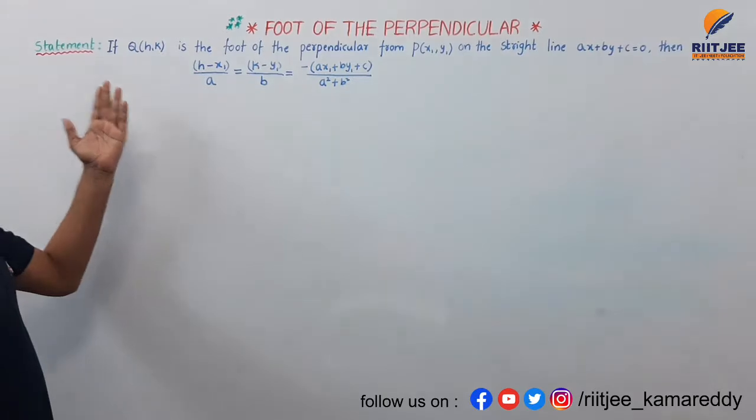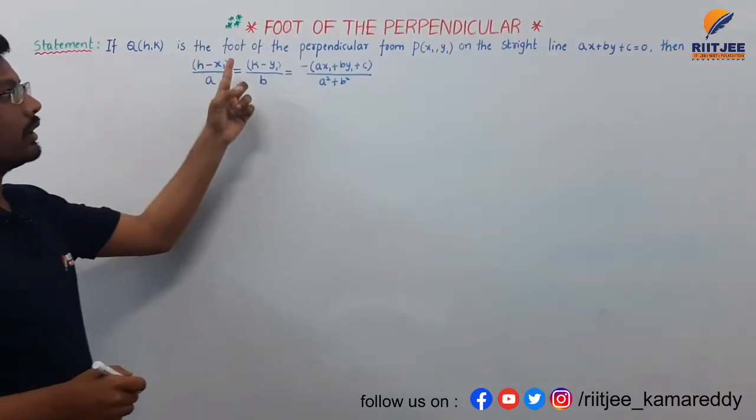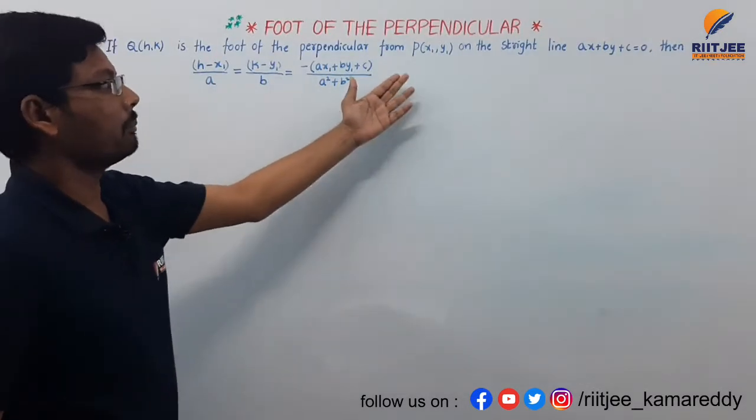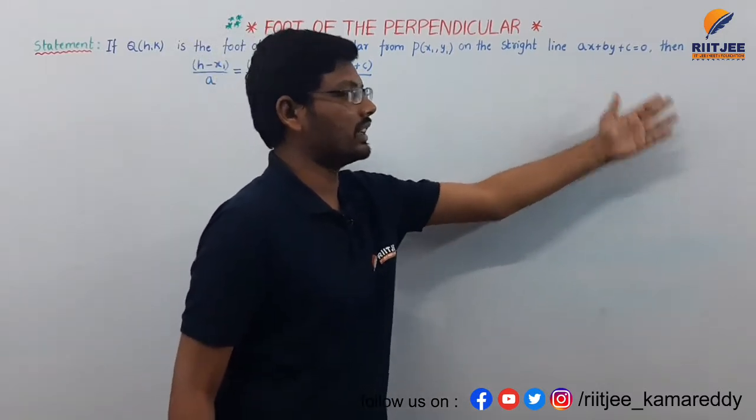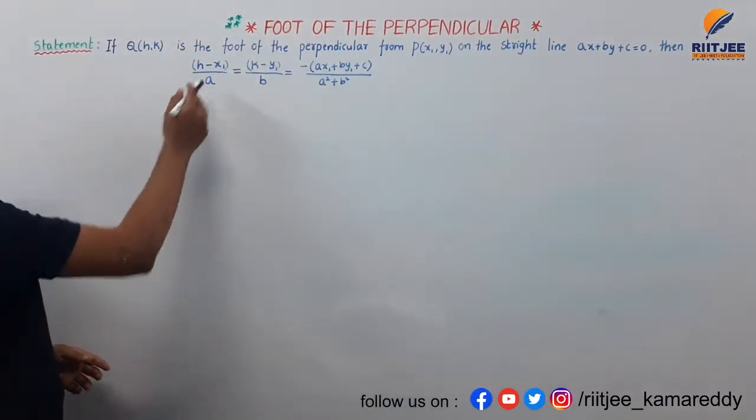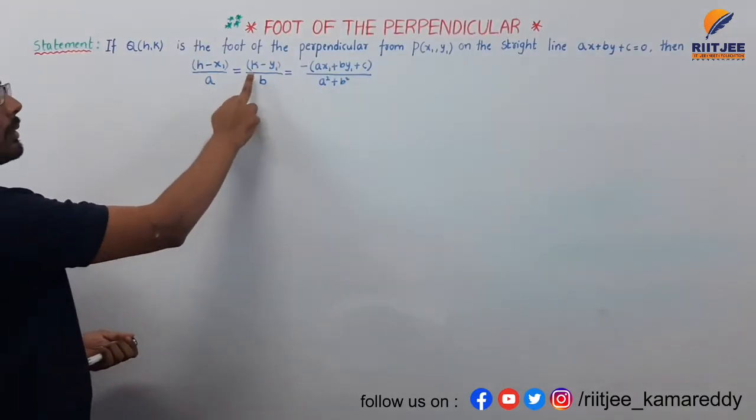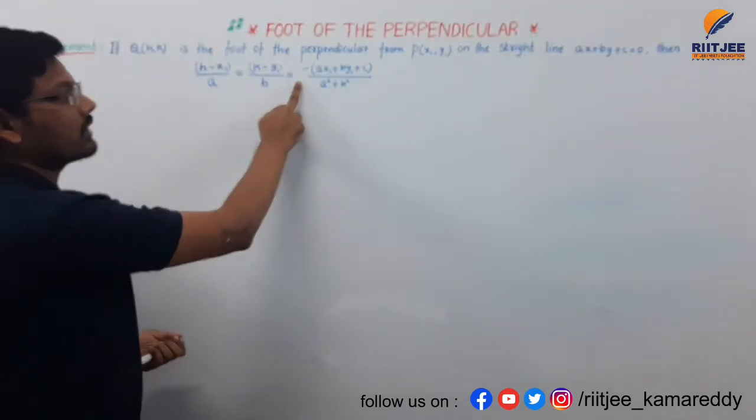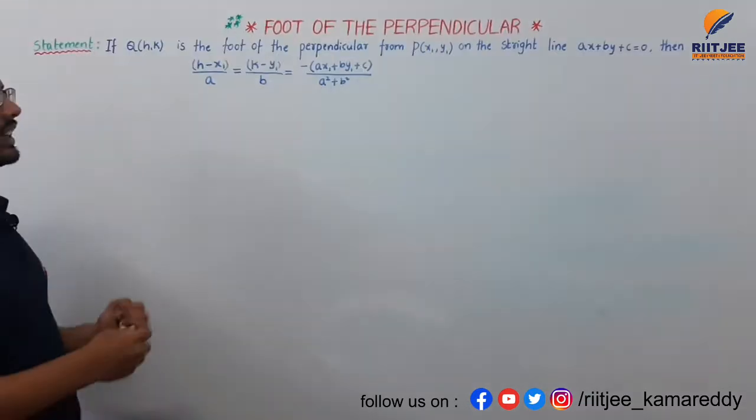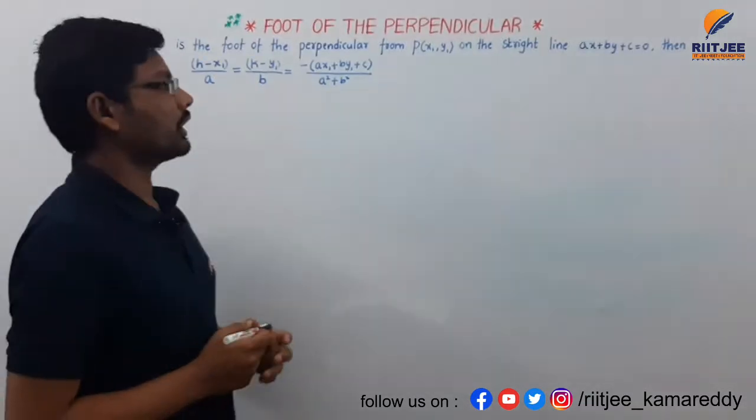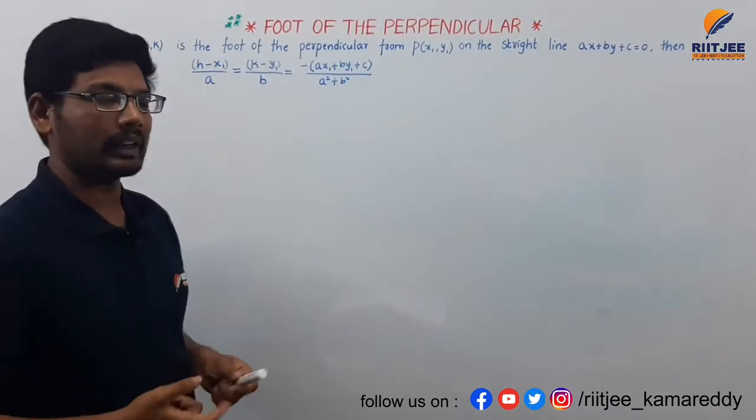And the statement for the foot of the perpendicular is: if Q of h comma k is the foot of the perpendicular from P of x1 comma y1 on the straight line ax plus by plus c is equal to 0, then the condition is (h minus x1) by a is equal to (k minus y1) by b is equal to minus of (ax1 plus by1 plus c) by (a square plus b square). This is the statement of the foot of the perpendicular. Let's see the diagrammatical representation for the foot of the perpendicular.